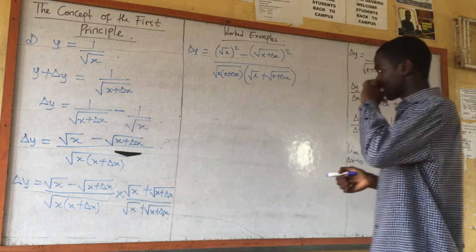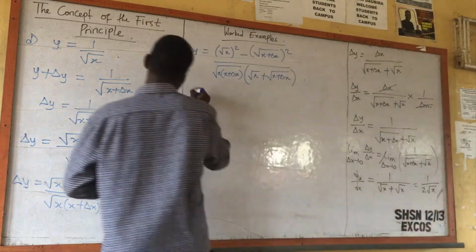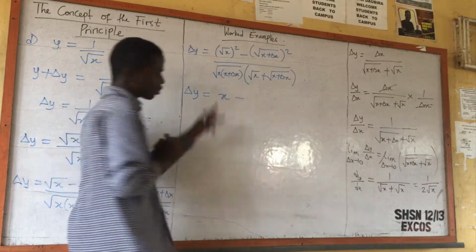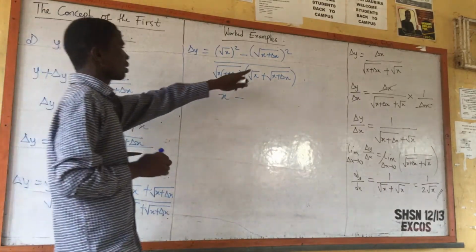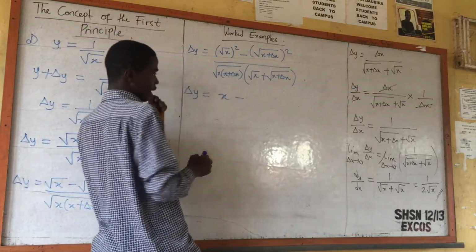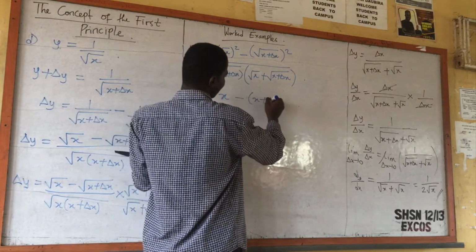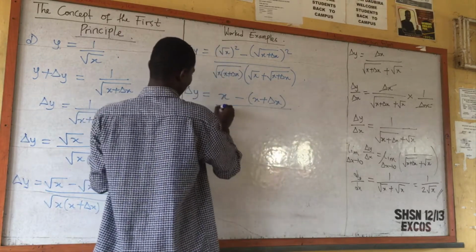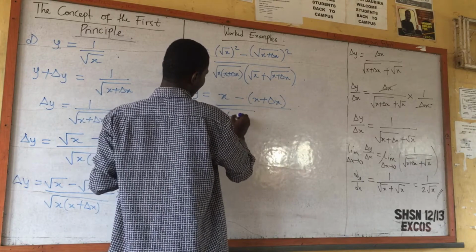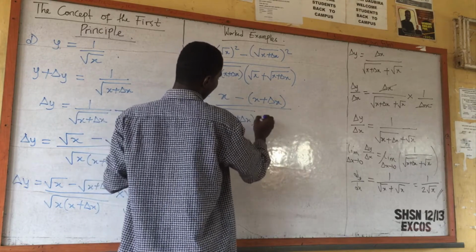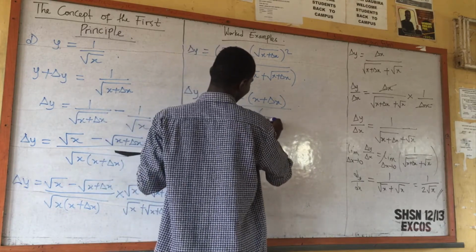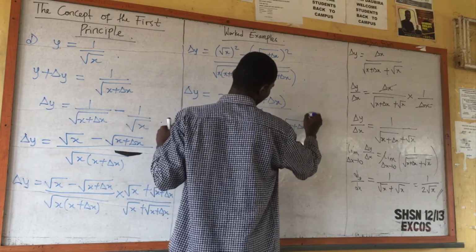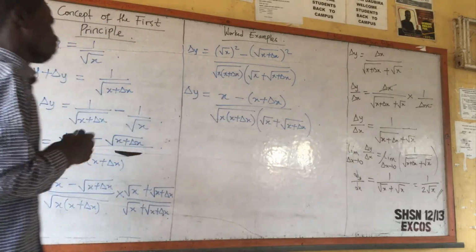So this one will now be delta y is equal to s, because square will cancel square root. The same thing happens here, square will cancel square root as well. This one will also be s plus delta s, everything over square root of s plus delta s. Then I have square root of s plus square root of s plus delta s. That is what I'm going to have.